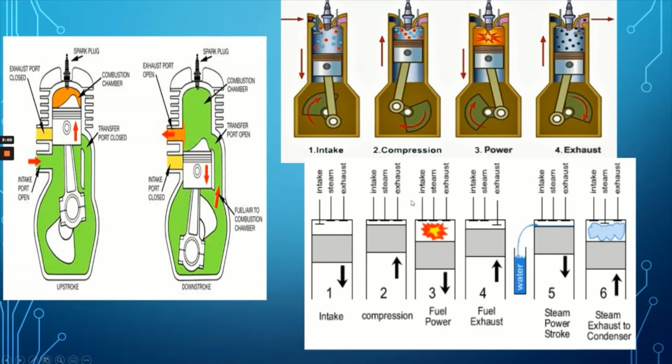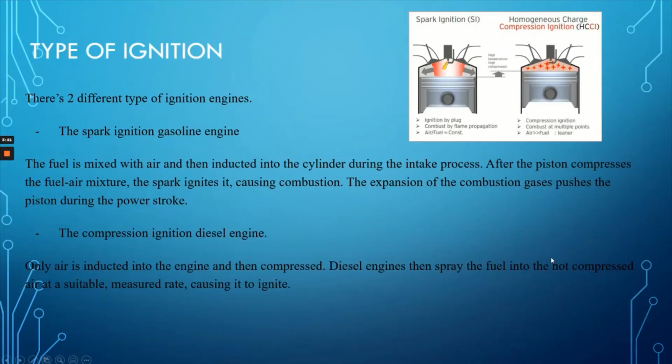The 6-stroke is also the same thing, but it includes water. The steam power stroke makes it even more powerful with the included molecules. But this exhaust steam is then condensed so that the exhaust will be lighter and easier to increase the speed and leave the energy in the vehicle.